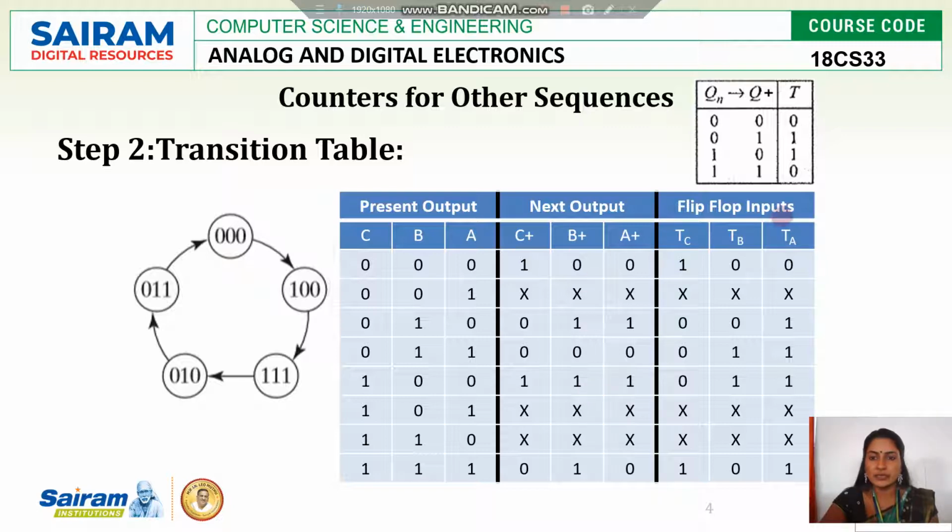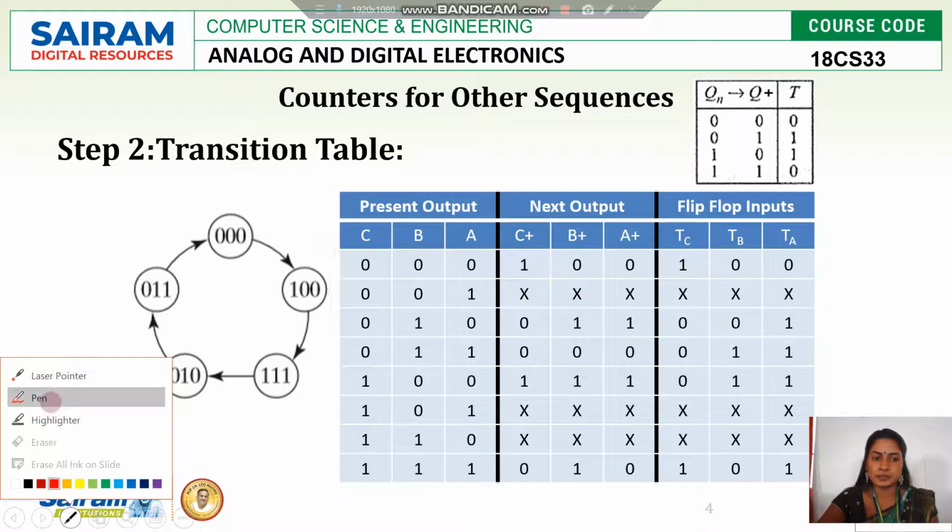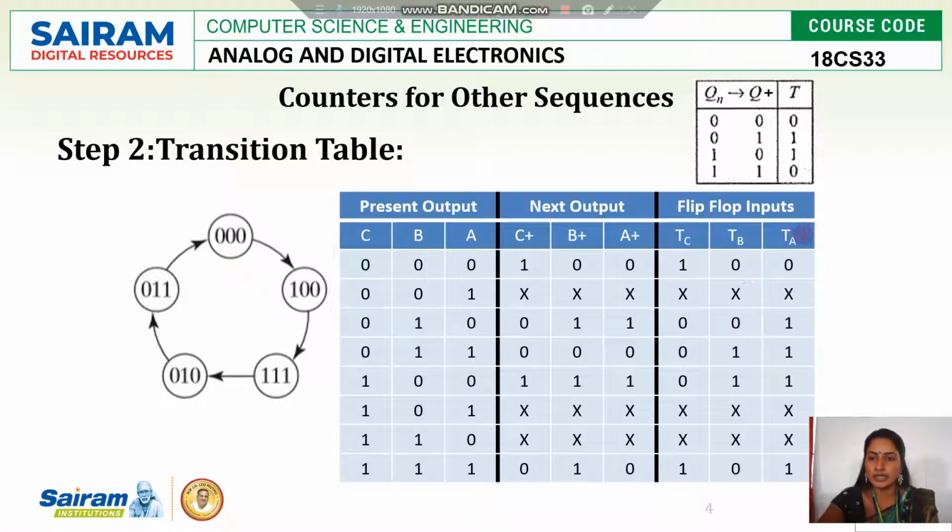I have to fill the flip-flop inputs by using the excitation table of the T flip-flop. So for TA I will use A and A plus, for TB I will use B and B plus, and for TC I will use C and C plus. A few samples I will check. Okay, I am going to fill TA. For that I have to check A and A plus. 0 and 0 means my output will be 0. Then 1 and 0 means output will be 1.